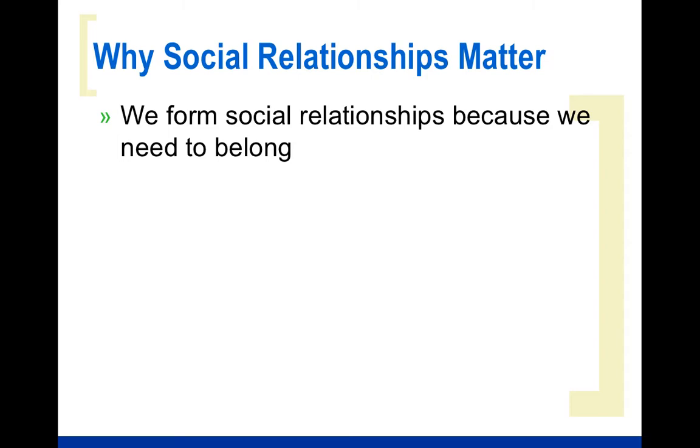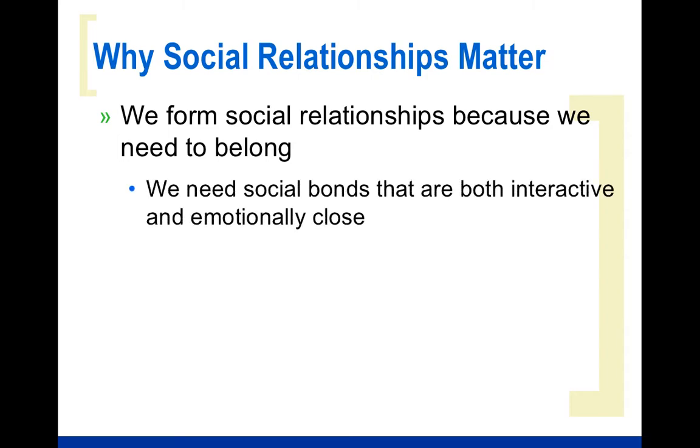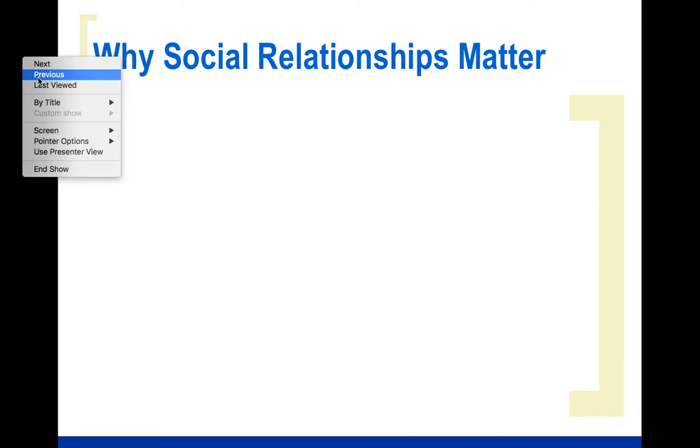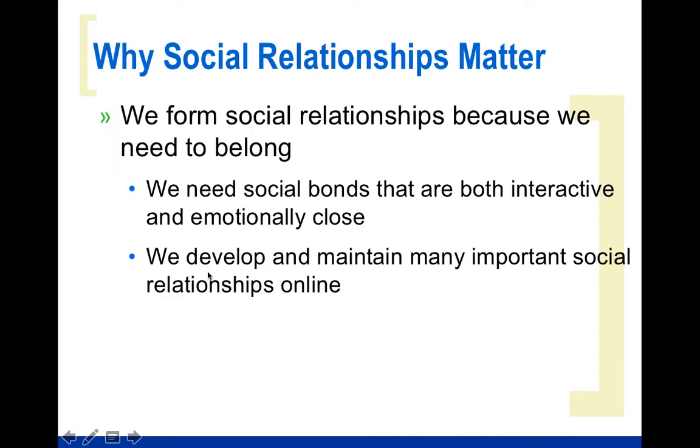So this chapter first, what we're going to focus on is why social relationships matter. And basically, we form social relationships because we need to belong. We need social bonds that are both interactive and emotionally close. We develop and maintain many important social relationships online in a variety of settings. But basically, at the gist of it, it's part of us needing to feel like we belong to some kind of group, or that we matter to somebody, or that we're important to other people, or that we make an impact. We need, as humans, we just have this natural desire to interact and feel emotionally close to other people.